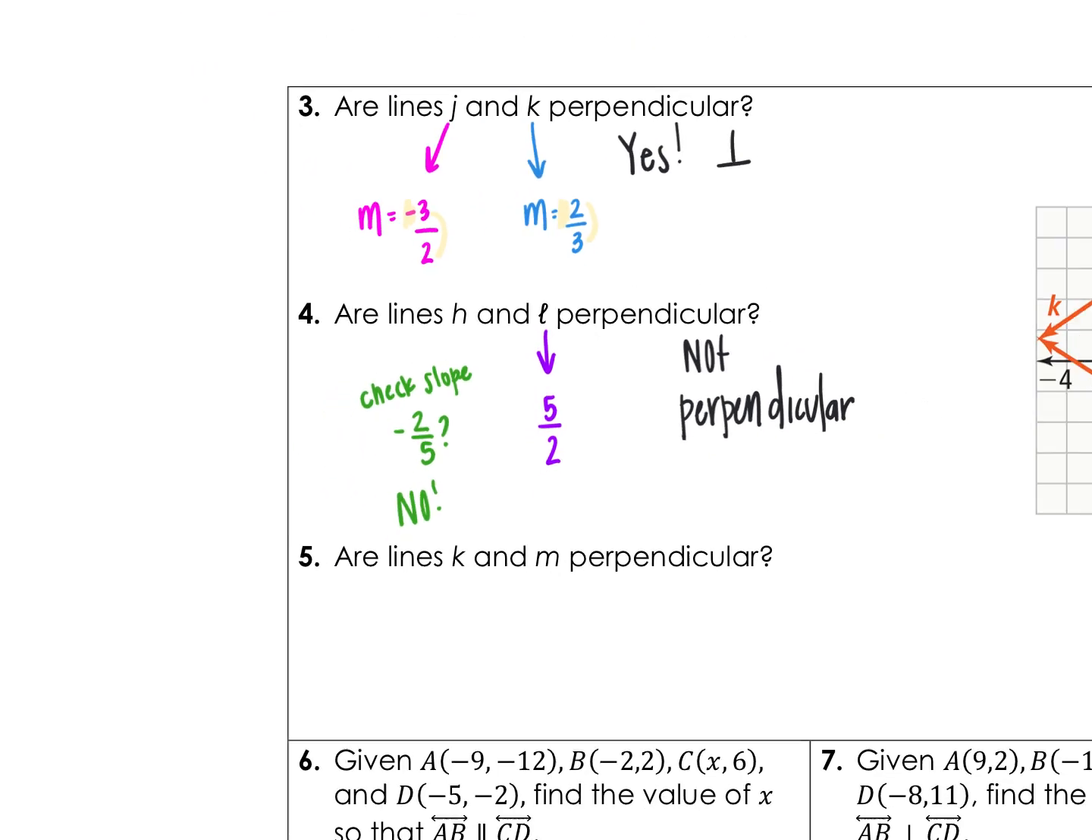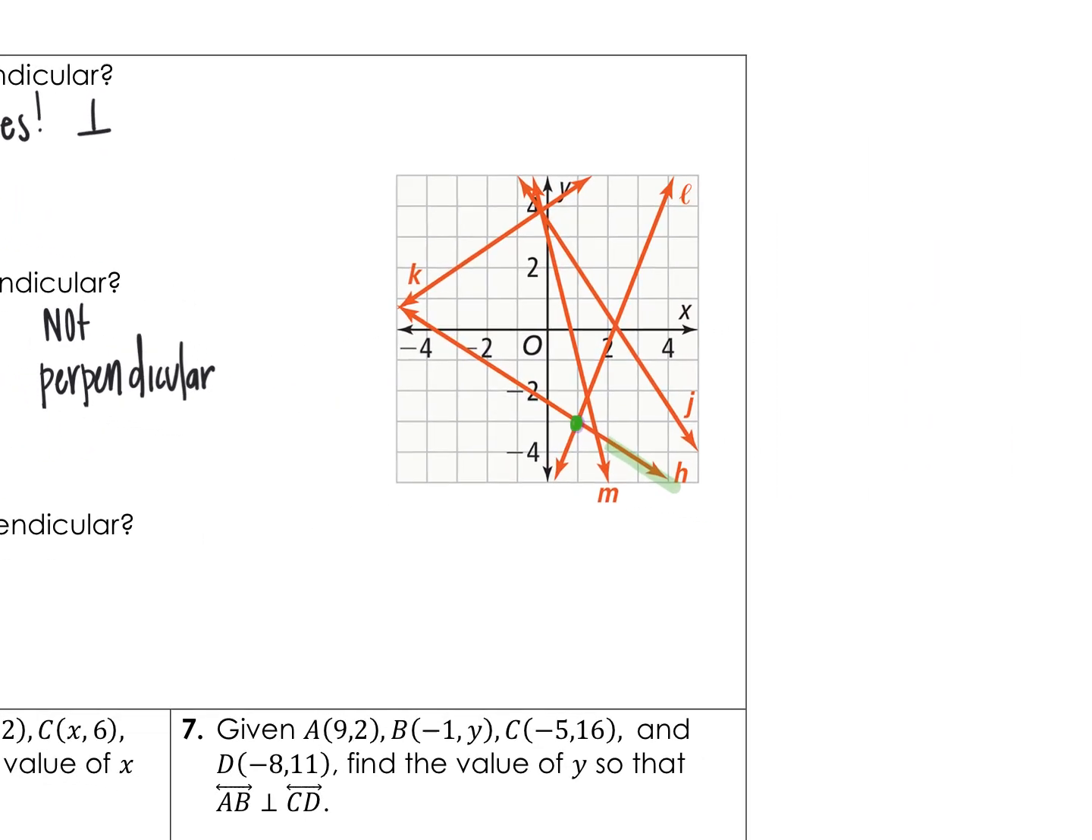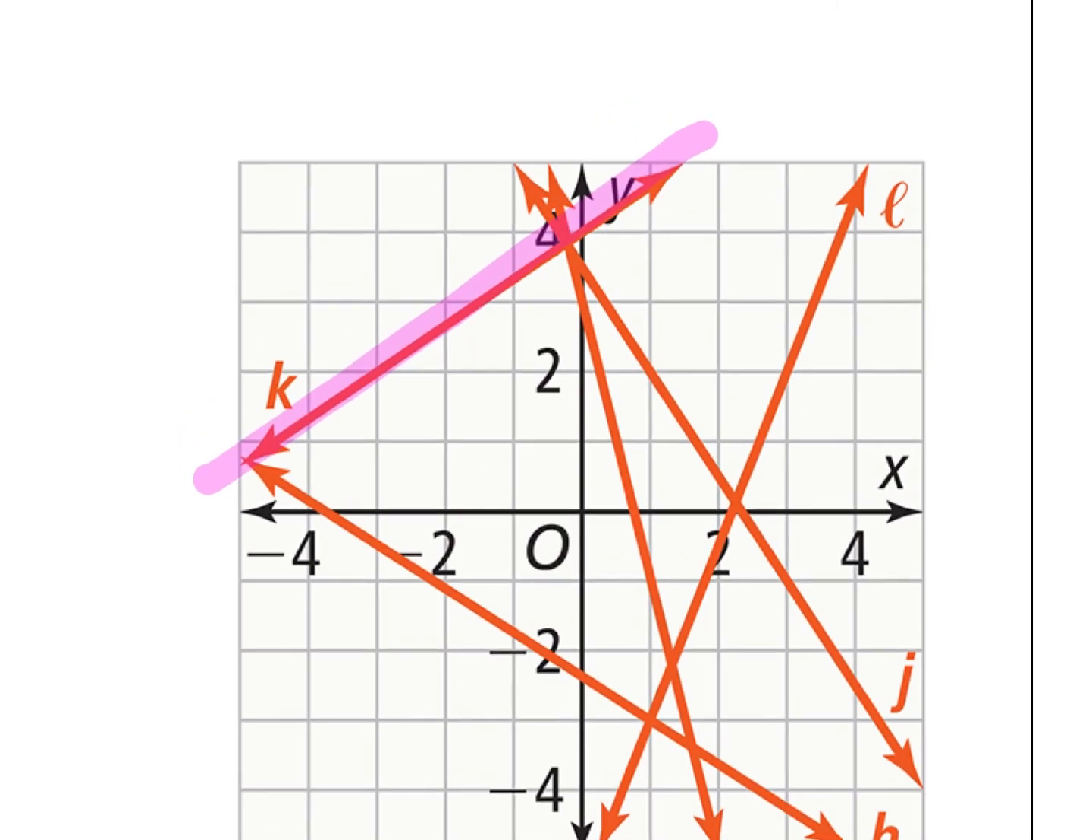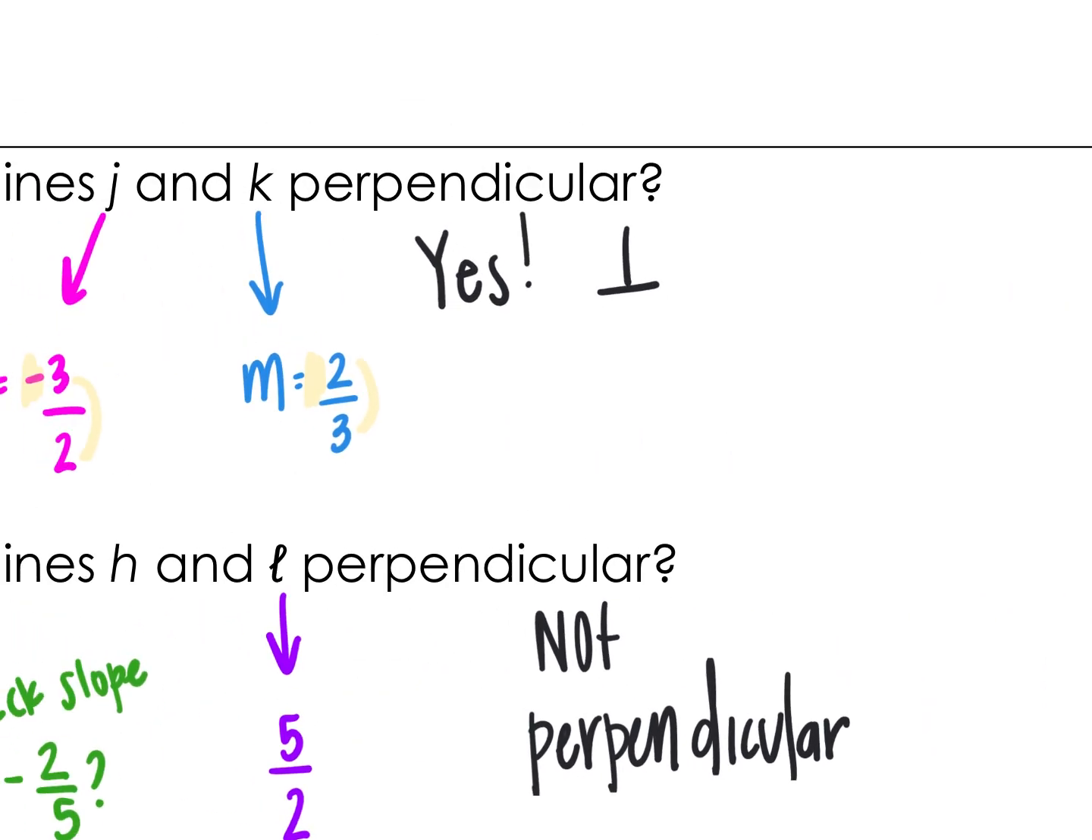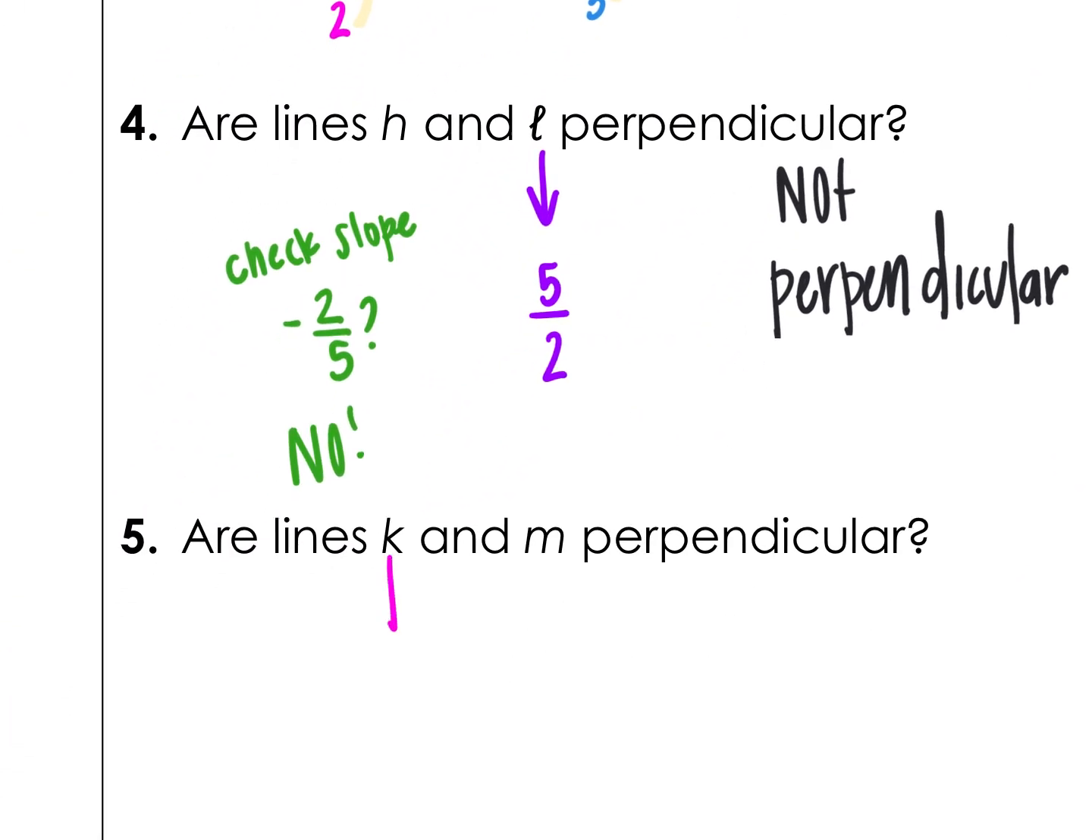Last ones we're going to check are K and M. We're going to determine if K and M are perpendicular to each other. So K is right here. Let's find the slope of K. I think we already found the slope, actually. It was up 1, 2 over 1, 2, 3. So K, we already found at the top, had a slope of 2/3.